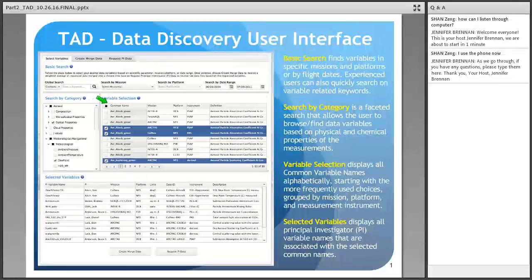This third area is the variable selection. Based on the filters from these first two areas, you're able to take a look at variables of interest and make your selections by simply checking them off. Again, these are going to be the common names, and below, you'll see the actual PI variable names alongside descriptions and more information about each of these variables, like instruments, the data ID, units of measure, platform and mission.